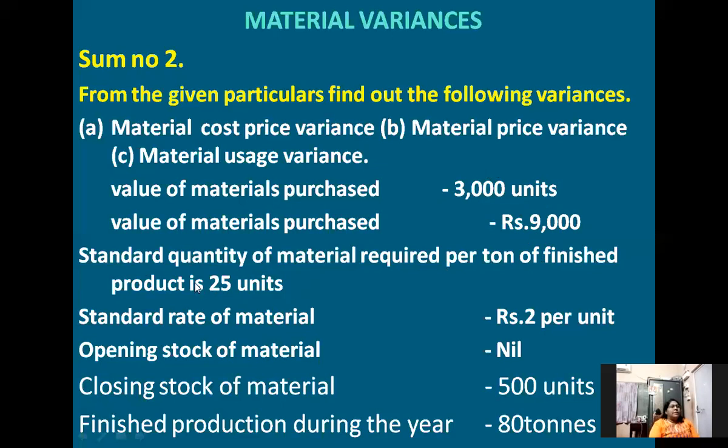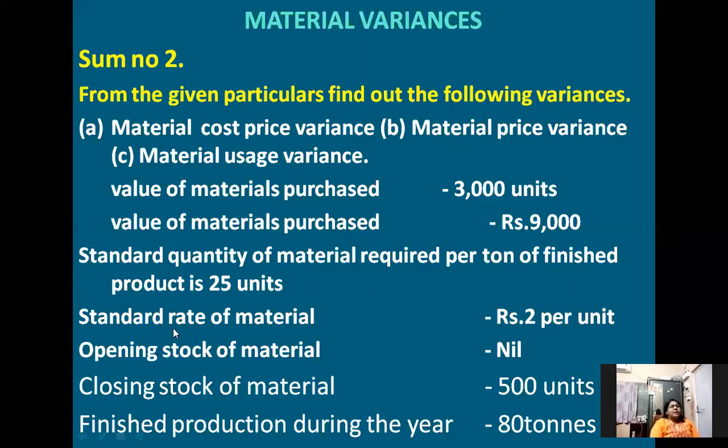Then the next line: standard quantity of material required per ton of finished product is 25 units. Again, I am insisting on this point. Try to understand what is given in the problem. For producing 1 ton, I need 25 units of material as per the standard. Have an understanding of what I am trying to explain when I work out the solution.